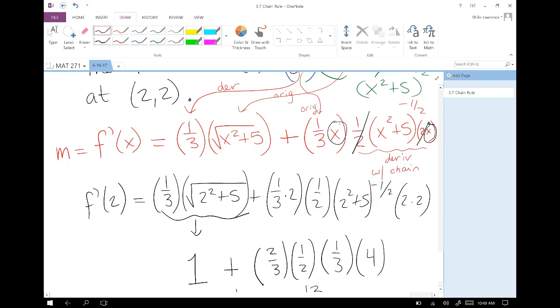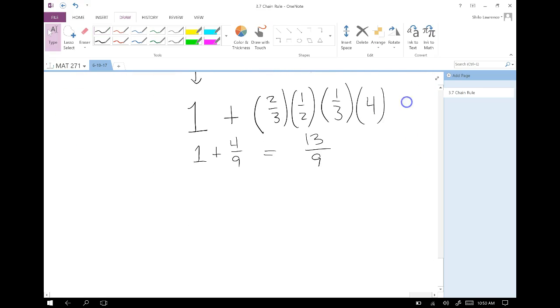So you should have x squared over 3 times the square root of x squared plus 5. I had x squared minus 5. So it's gonna be 34 over 9.